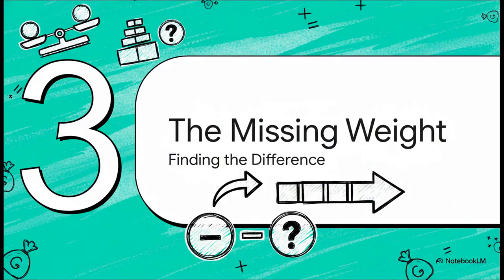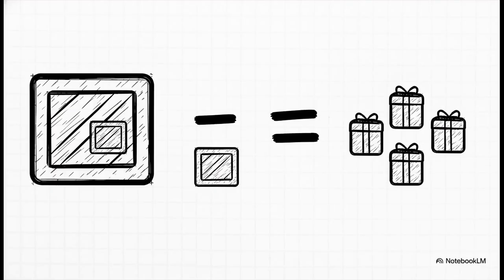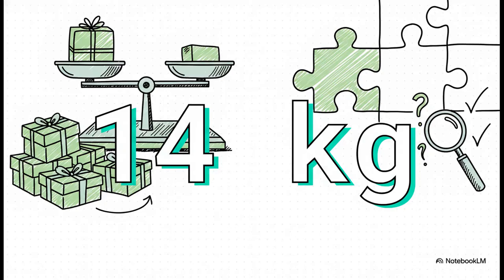Okay, this is the pivot point of the whole problem. We've got the total for the whole group, and we've got the total for a part of the group. That means we can now find the weight of what's missing. And it's just a simple subtraction. The total weight of all 8 parcels minus the weight of the 3 parcels we already know about has to give us the weight of the other 5. So we're just doing 20 kilograms minus 6 kilograms, which gives us 14 kilograms. Now be careful, we're not done yet. This isn't the final answer, but it is the final piece of the puzzle that we need to get there.